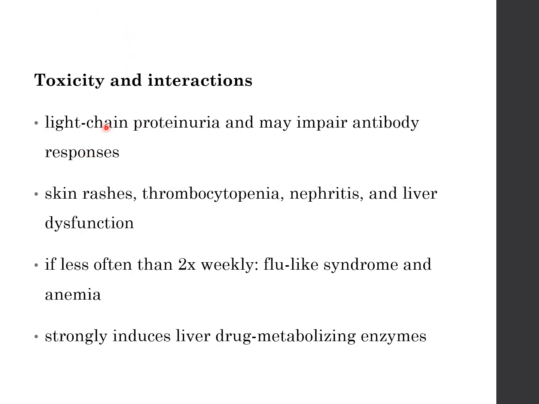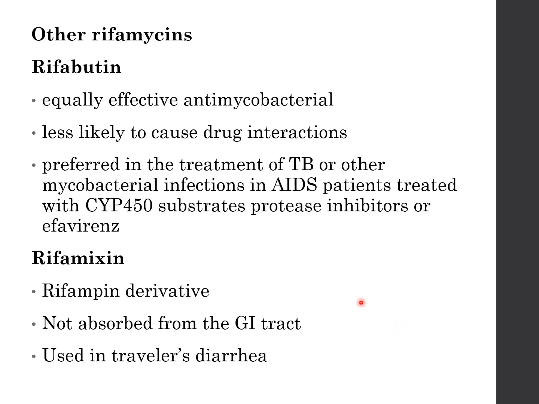Toxicity: light chain proteinuria can be observed and may impair antibody response. It may bring about skin rashes, thrombocytopenia, nephritis, and liver dysfunction. This often, if less often than twice weekly, can bring about flu-like syndrome and anemia. It strongly induces the liver drug metabolizing enzyme, your cytochrome P450.